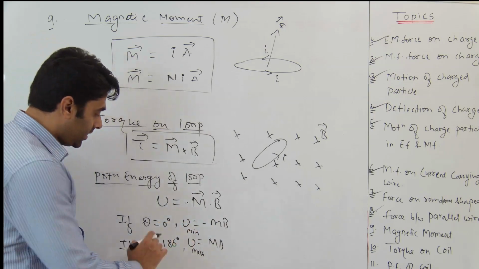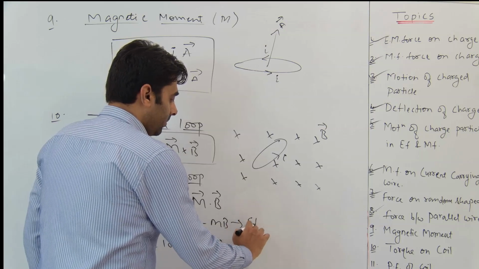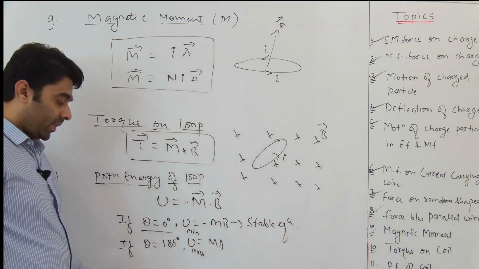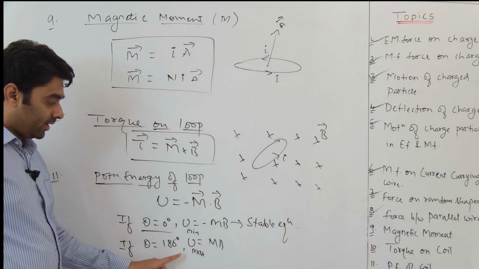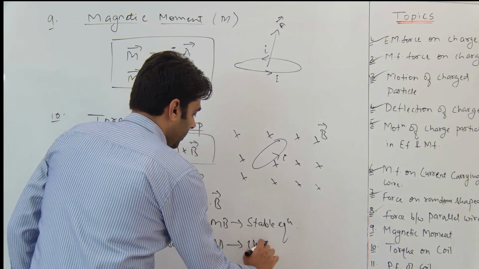Minimum potential energy occurs at 0 degrees. That implies that this is your stable equilibrium. This is the condition of stable equilibrium, right? And when theta is 180 degrees, your potential energy is maximum. That implies this is the condition of your unstable equilibrium.